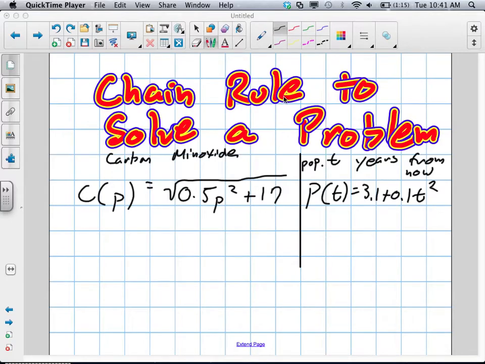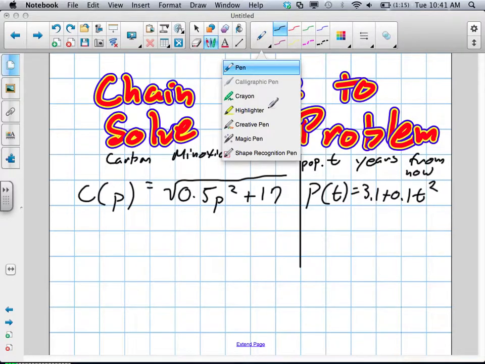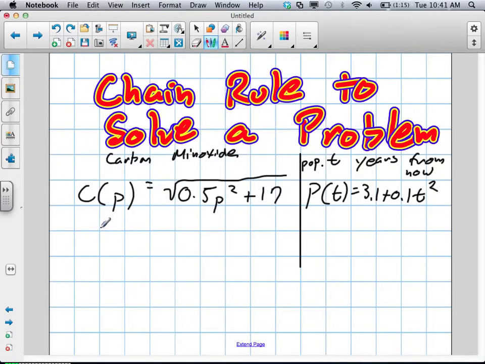To solve a problem using the chain rule. Now, I haven't written out the whole problem, so I'm going to say it out loud to you. They have an equation here representing carbon monoxide in a community, and the carbon monoxide is technically determined off of our population P. So our carbon monoxide depends on what the population is in the community.